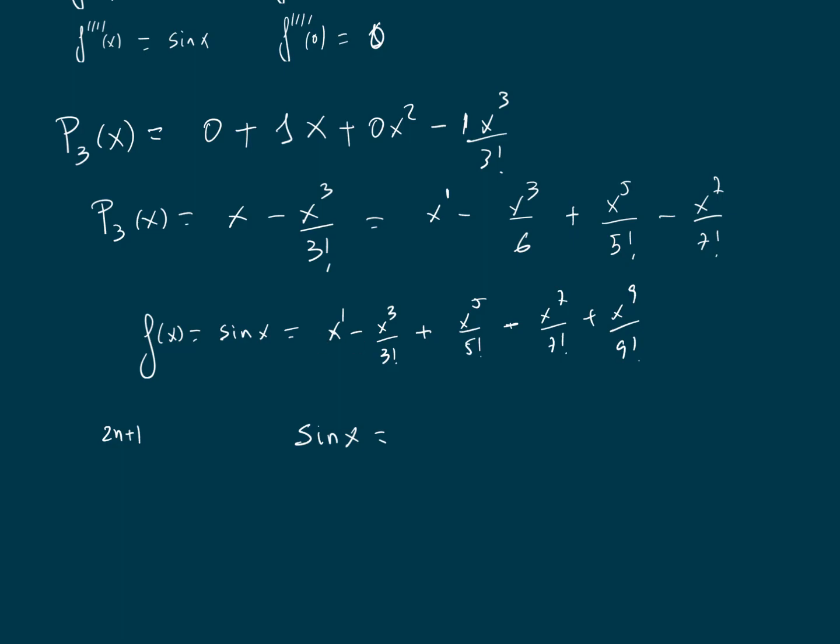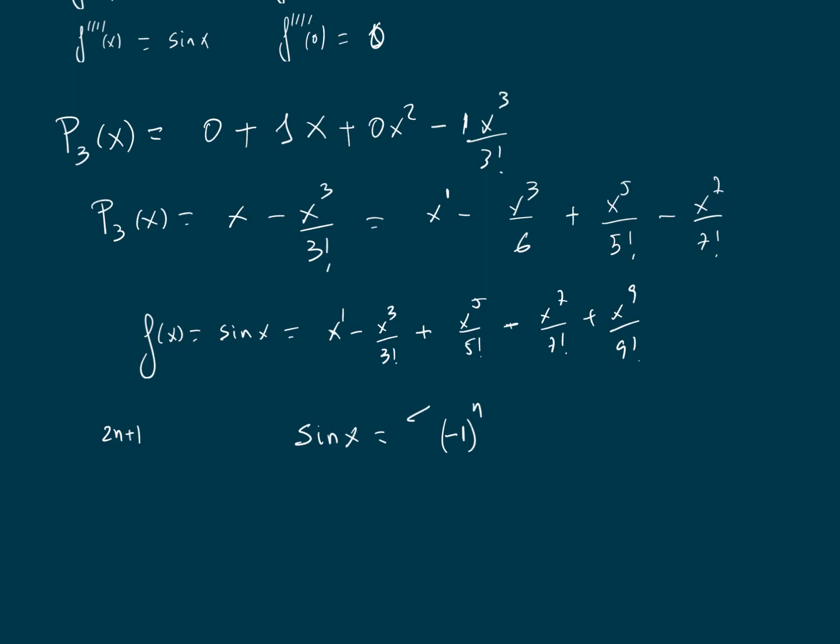And it's an alternating series, positive, negative. How do I write sine of x in a compact form? Well, because it's an alternating series, I would write minus 1 to the n. When n equals 0, this would be 1. When n equals 1, this will be minus 1. When n equals 2, it will be minus 1 squared, which is positive. So I have to write the minus 1 to the n.